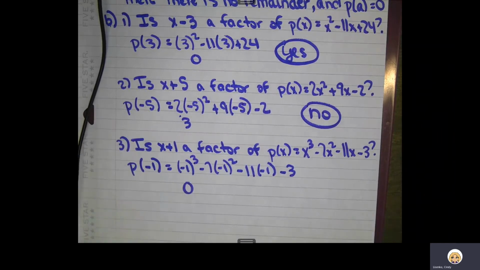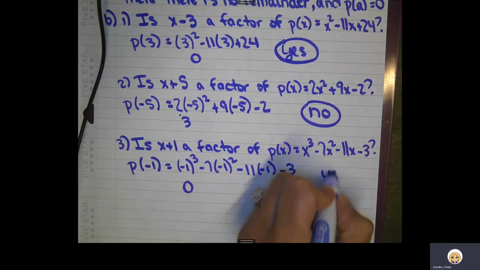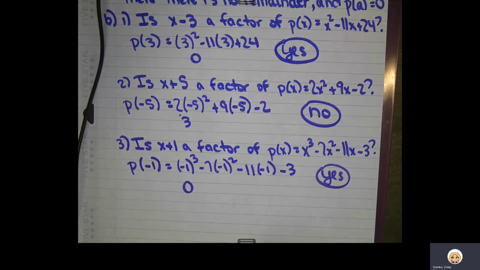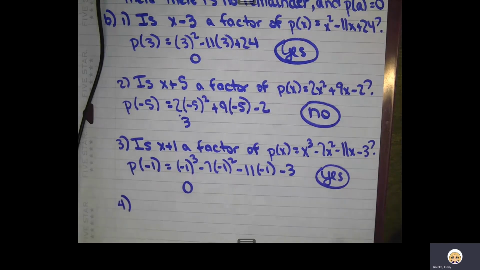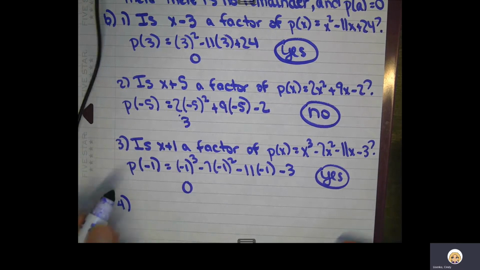So the question says, is it a factor? Yes, it is, because we have a remainder of 0. That means it would touch the x-axis if I was graphing it at -1. 2 more. Example 4. Feel free to pause the video.